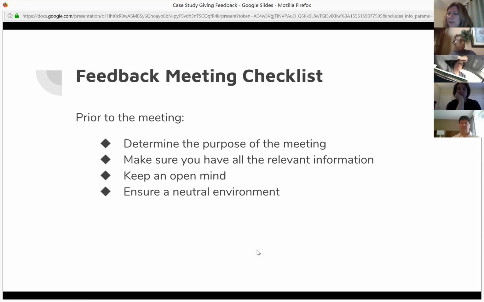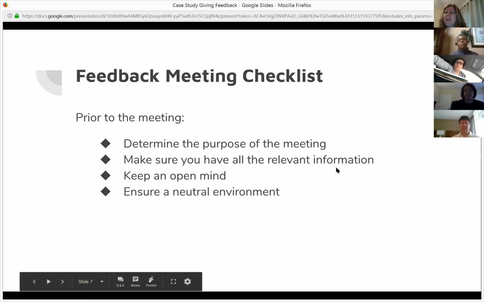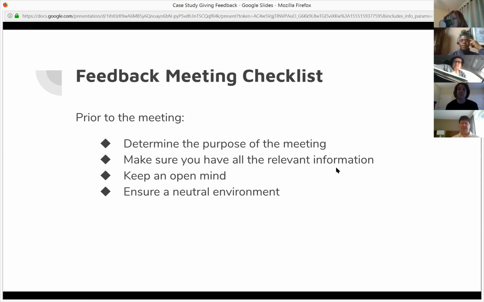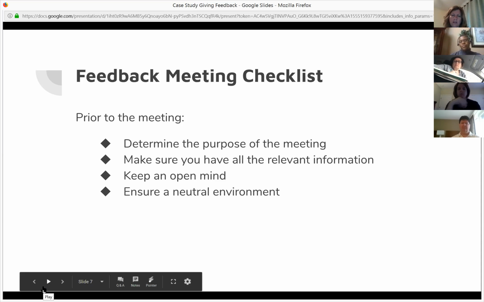So we've got Bruce going next. Okay. Thanks, Lori. In order to provide feedback, we made a checklist for a meeting. Prior to the meeting, we want to look at the purpose of the meeting, why we're meeting, make sure we have all the relevant information, and then keep an open mind. Don't go in with assumptions, as Lori said earlier, and ensure that we have a neutral environment. I think we had a case study before where the consultant provided feedback and he met off-site, so make sure there's a neutral environment between the consultant and Jasmine.